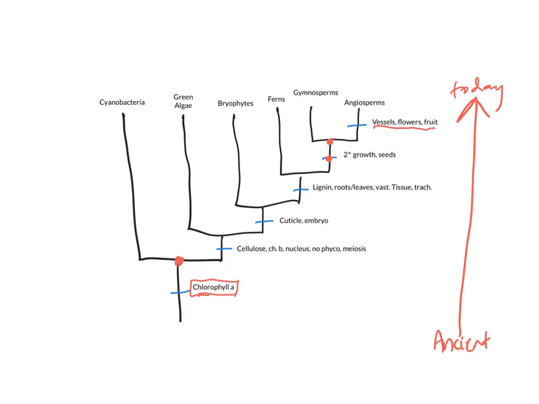Okay, but they still have chlorophyll A. So if you look at an angiosperm, it still has chlorophyll A, which is an ancestral characteristic, but it also has vessels, fruits, and flowers, which are derived characteristics.